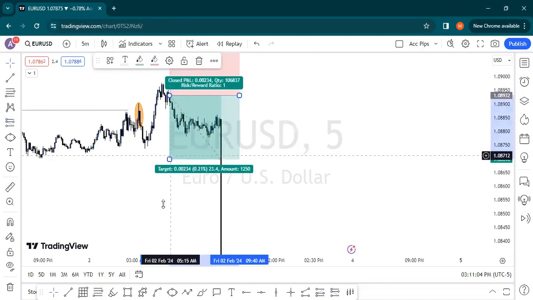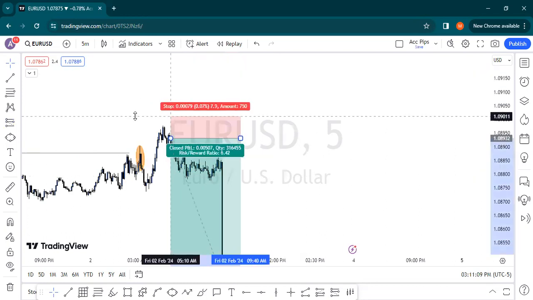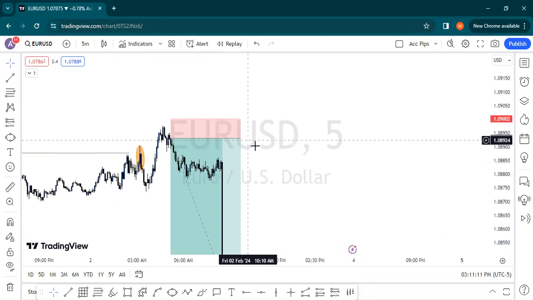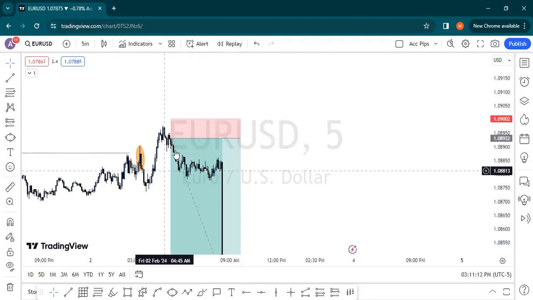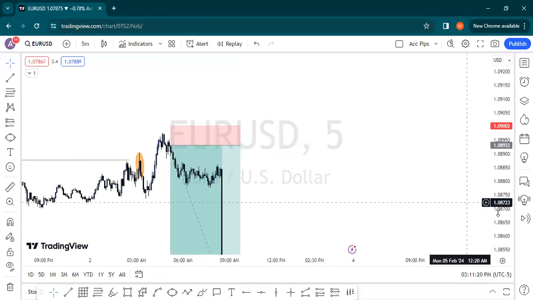If you remember, our stop loss is just above this guy here. Okay, so this third candle, let's see if it mitigated.